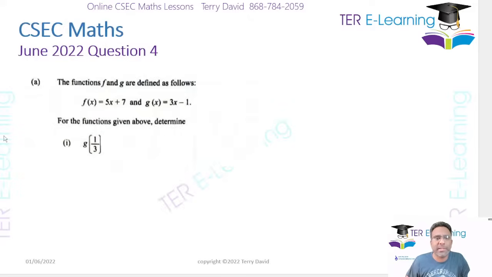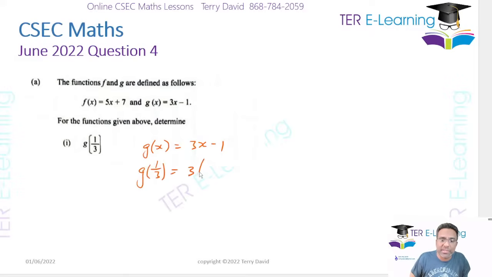Right, let's move on to question 4. Again, they gave us 2 functions, and they want us to work out g of a third. So g of x is equal to 3x minus 1. So if you want to work out g of a third, all we're going to do is substitute. So you're going to substitute 1/3 into this equation. 1/3 by 3 is going to give me 1. 1 minus 1, I'm going to get 0. So g of 1/3 is going to be 0.